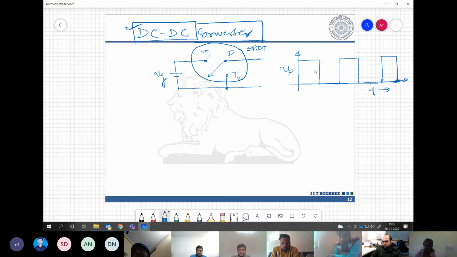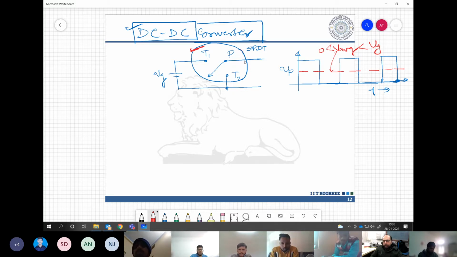Just because we are able to generate this different width for the pulse coming on the output, we do have arrangements to make it smooth, and effectively we can generate an average voltage which can be somewhere between Vg and 0. This point is clear? Yes, sir. So this is the most important part in our power converter.